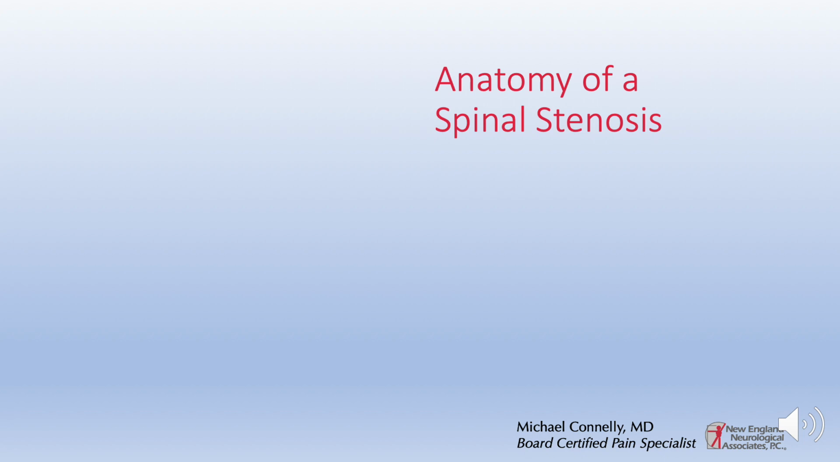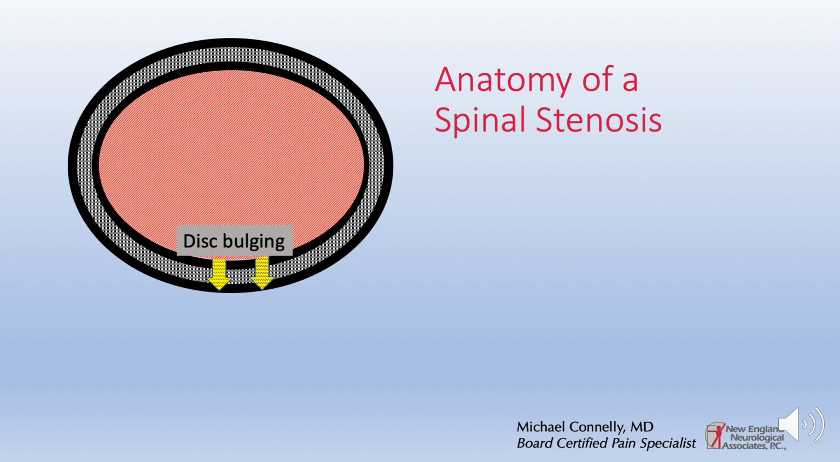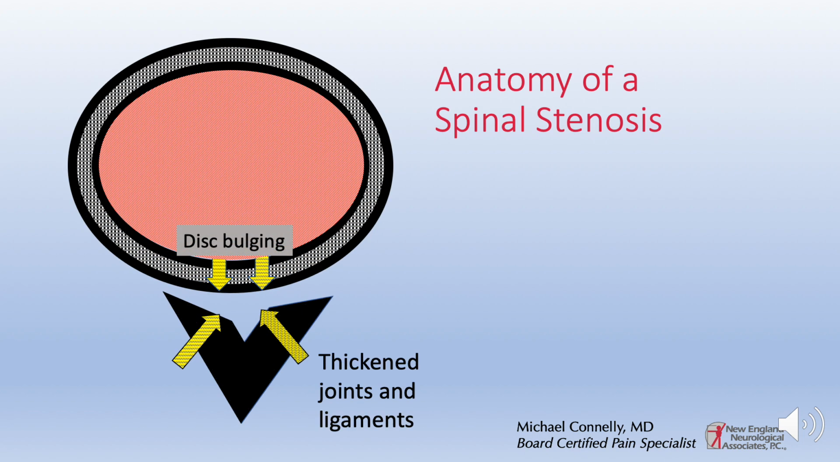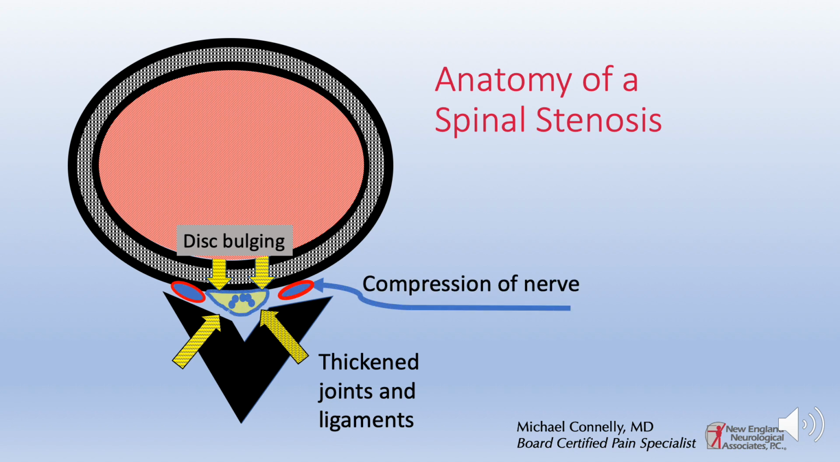Spinal stenosis is very common and results from a combination of disc bulging and thickening of ligaments and the joints that are in the backside of the spinal canal. Together, this narrows the area where the nerves travel, both out to the side and through the middle of the spinal canal.